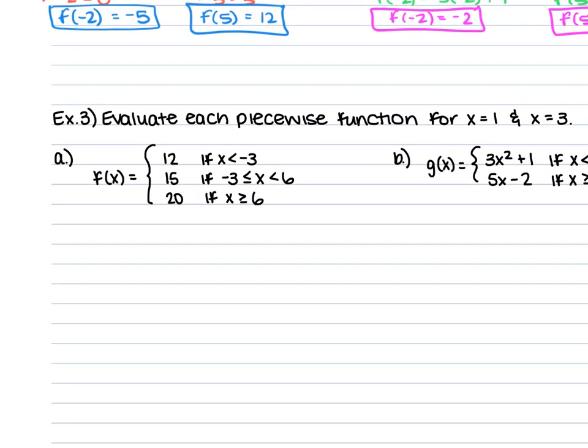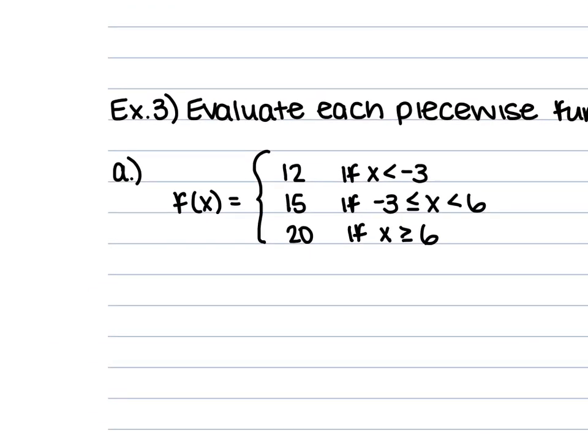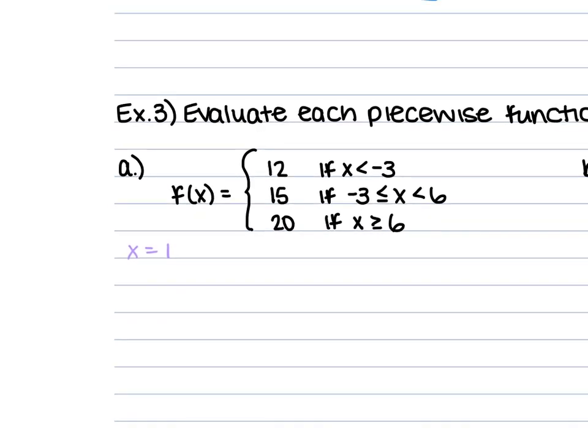Now we're dealing with x is equal to 1 and x is equal to 3. So look at your inequalities here. For x is equal to 1, is 1 less than negative 3? No. Does 1 fall between negative 3 and 6? Yes. So negative 3 is less than or equal to 1, which is less than 6. So because that's true, we're going to say that f of 1 is equal to 15.